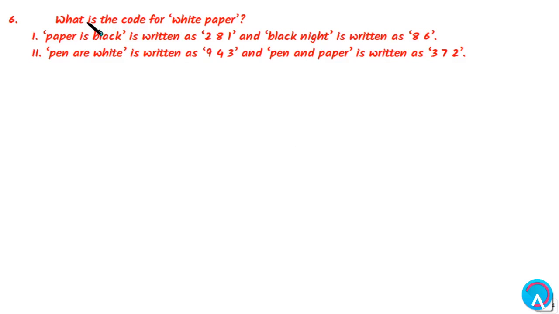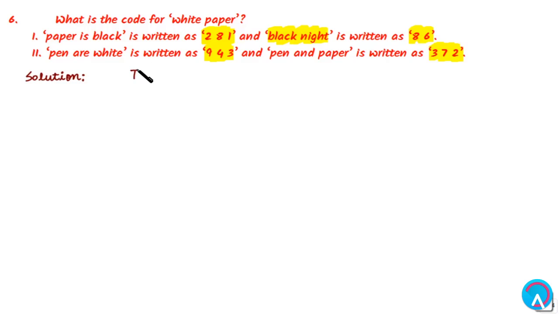Let's do question number 6. What is the code for white paper? Statement 1 given here is: paper is black is written as 281 and black night is written as 86. Pen are white is written as 943 and pen and paper is written as 372. Based on these 2 statements, we have to ascertain, can we find the code for white paper? Let's try to solve this question.